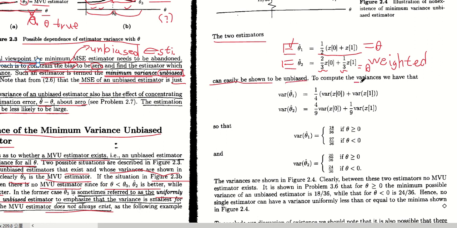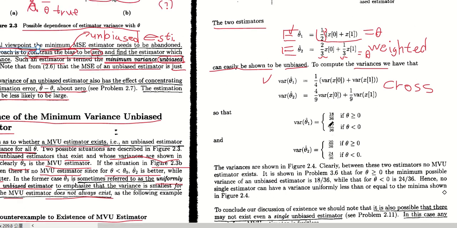Then to compute the variance, we take the variance. When you have a coefficient, it comes out as a square. So the square of this is 1/4, the square of this is 4 over 9, and this is 1/9. And they're independent, so the cross term is 0.